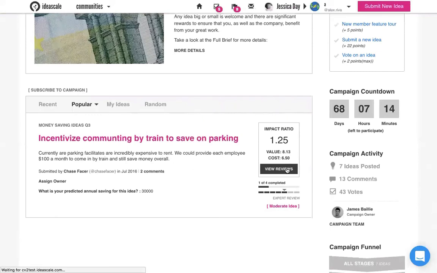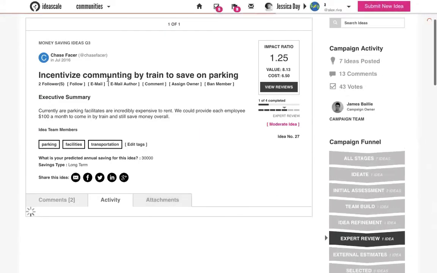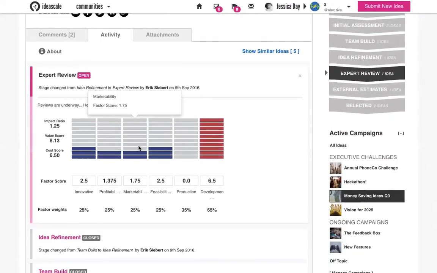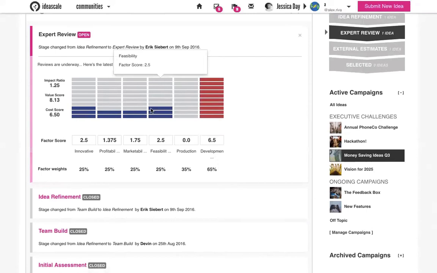So let's see what they're evaluating ideas against here. Incentivize commuting by train to save on parking. So you can see that they're looking at ideas across a bunch of different vectors here. How innovative is it? How much profitability can be expected? What level of marketability does it have? Its feasibility. But it's also looking at the potential costs associated with the idea, the impact on production and development. And then on the back end, you'd be able to look at this idea in comparison to other ideas for its value along these vectors.